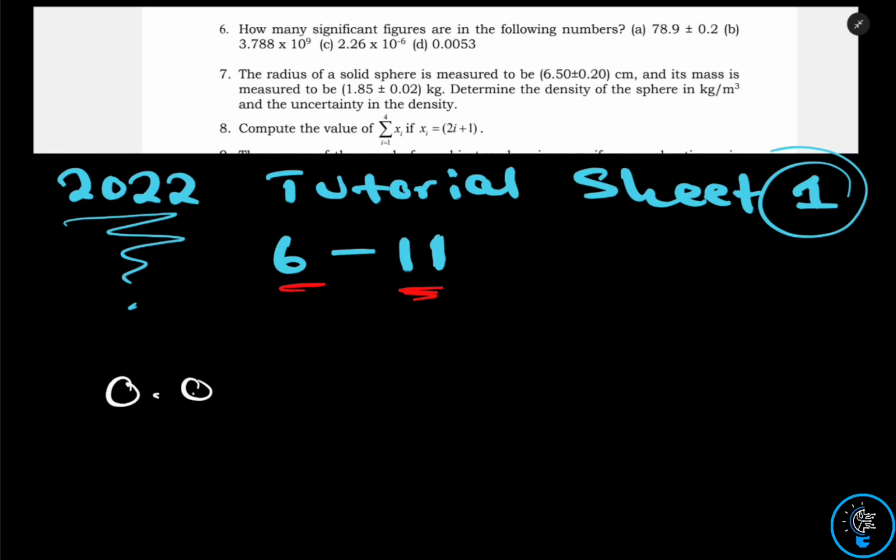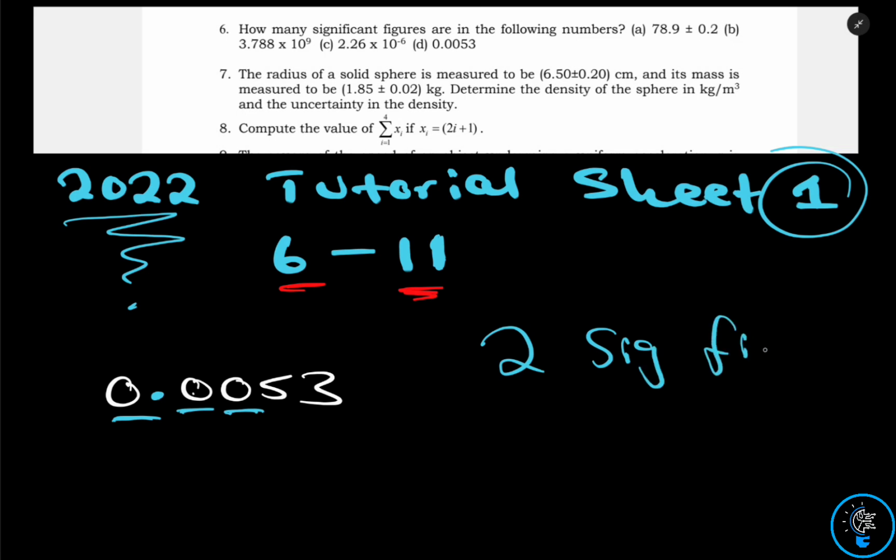So D, we are given 0.0053. Remember, we have a rule that states leading zeros are not significant. So these ones, the leading zeros, are not significant, regardless of us having a point there. Provided they are leading zeros, they are not significant. So we have 2 significant figures in this one.